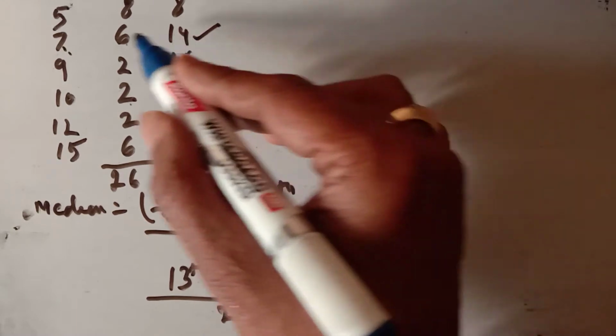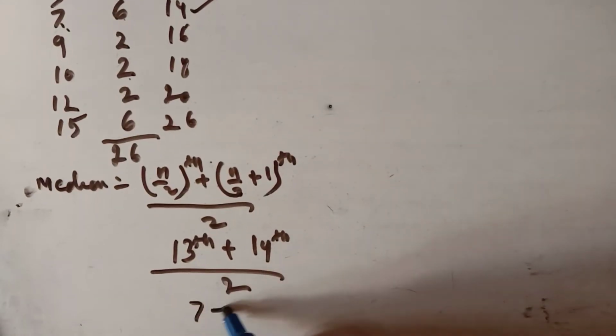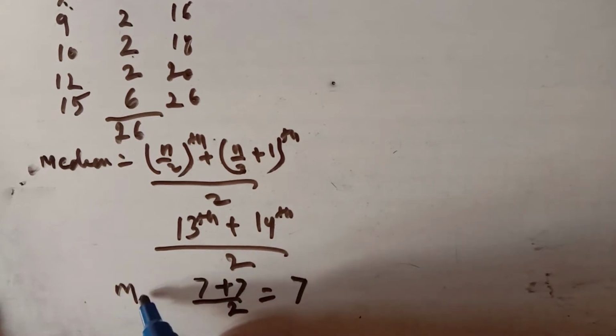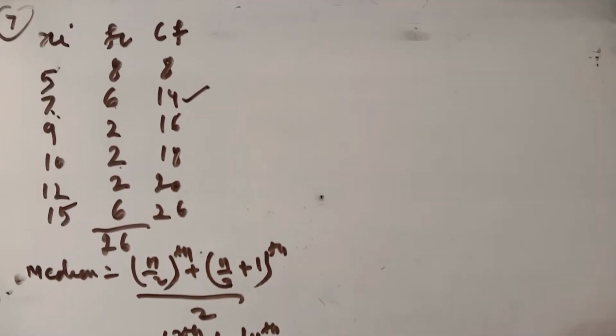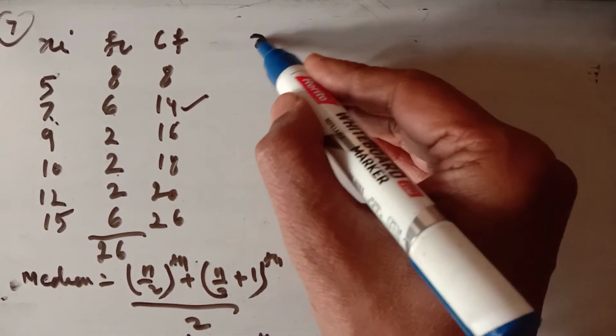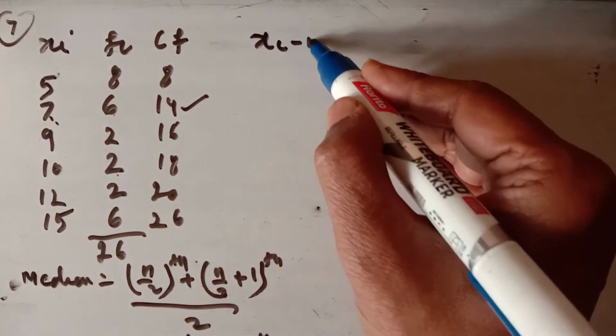So up to the 14th term it is up to this. So it is 7 plus 7 upon 2, which is coming out to be 7. So the median of this group data without class interval is 7. To find the mean deviation about the median, first of all you have to find xi minus median.